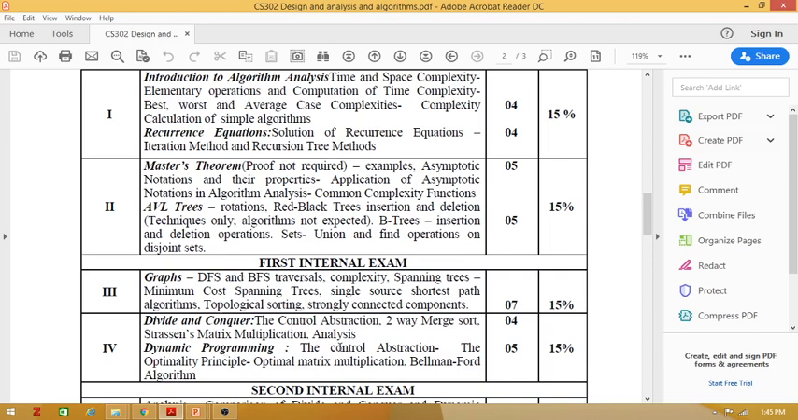Dynamic programming, the control abstraction, means the steps in dynamic programming we have seen in that video. There are mainly 4 steps. And the principle of optimality is separately stated in the video lecture. The optimal substructure for dynamic programming actually leads to the optimality principle. Then optimal matrix multiplication is nothing but matrix chain multiplication. Then the Bellman-Ford algorithm is the Bellman-Ford shortest path algorithm.